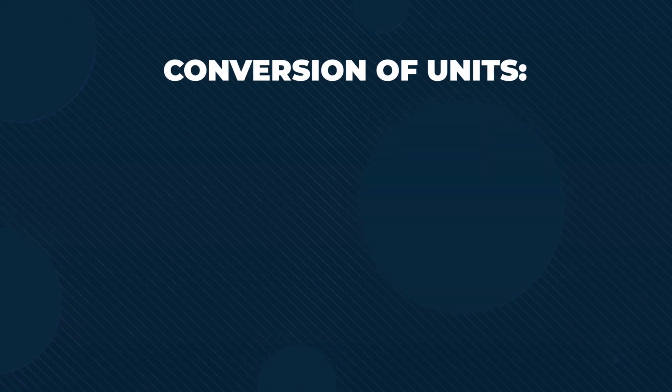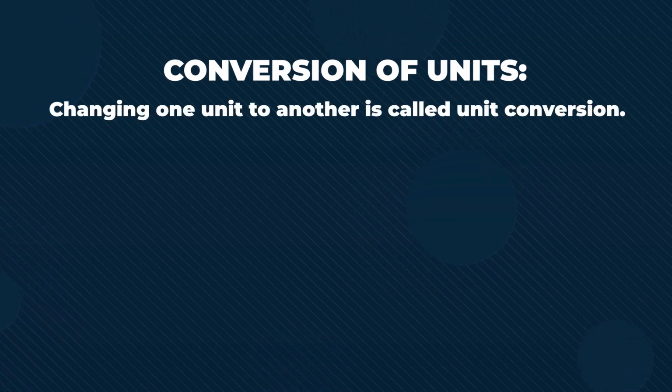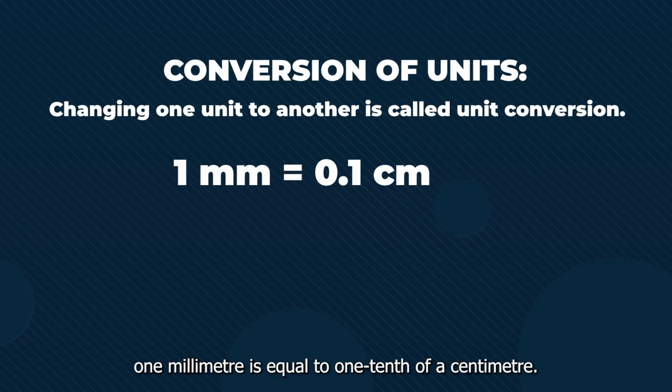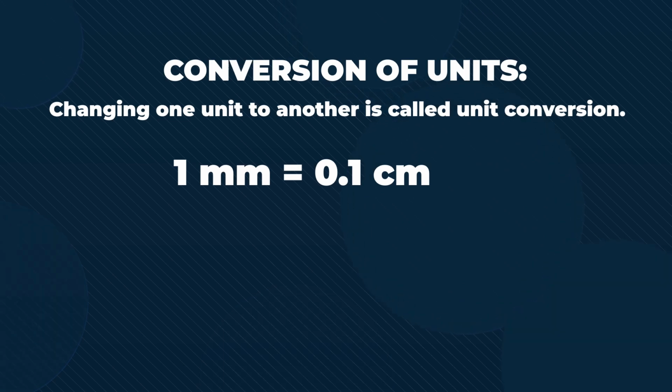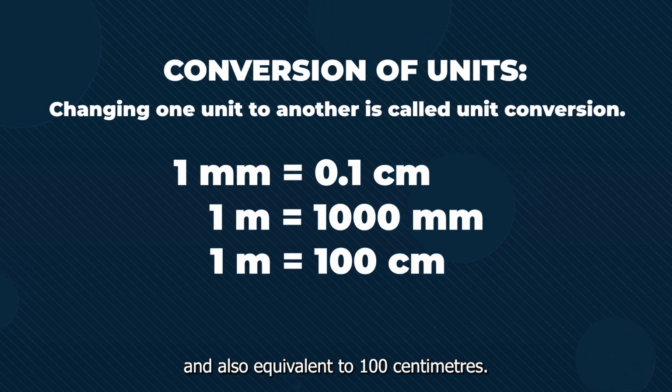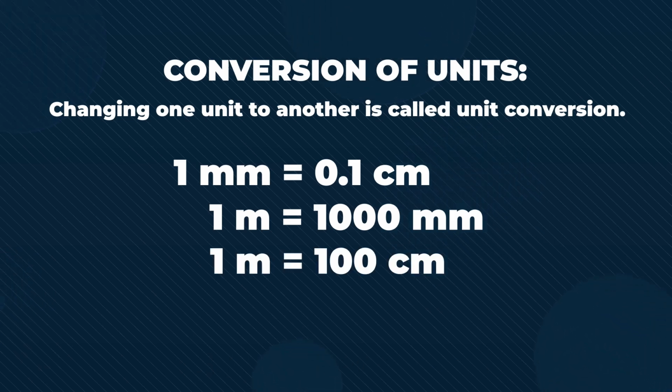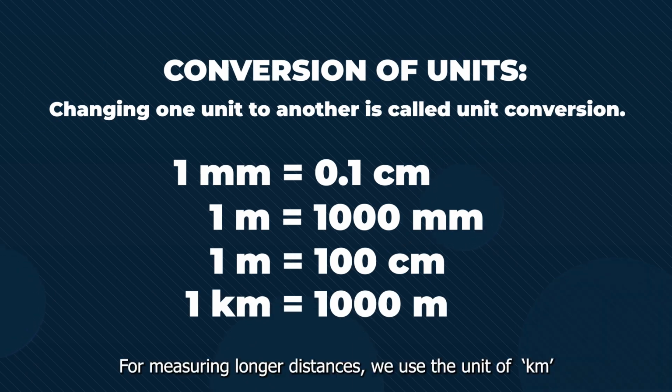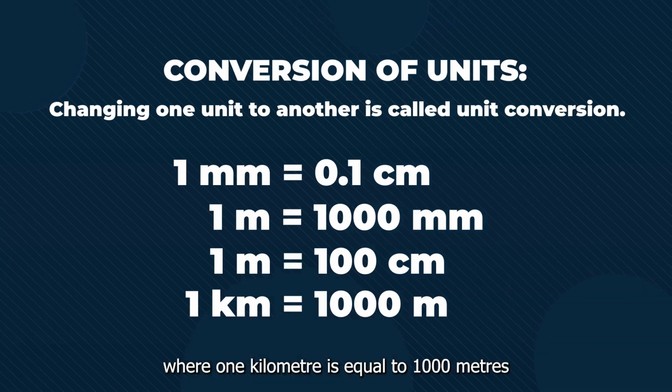Conversion of units. Changing one unit to another is called unit conversion. 1 millimeter is equal to 1/10 of a centimeter. 1 millimeter equals 0.1 centimeters. Similarly, 1 meter is equal to 1000 millimeters and also equivalent to 100 centimeters. 1 meter equals 100 centimeters. For measuring longer distances, we use the unit of kilometer, where 1 kilometer is equal to 1000 meters.